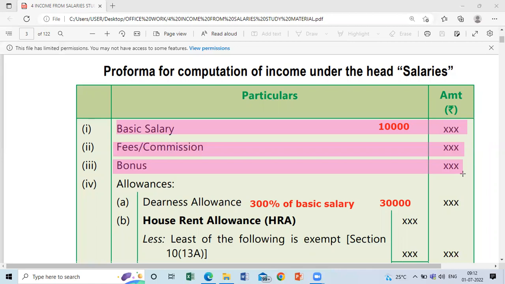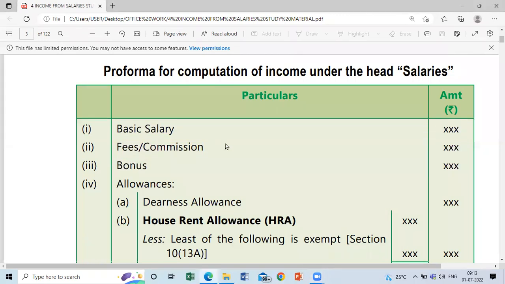So basic salary, DA, bonus, commission or fees as a percentage of sales paid to the salesman. That can be called an incentive, nothing else. Commission is also incentive. Bonus is also an incentive. Commission might be paid on monthly basis. Bonus might be paid on yearly basis based on your performance appraisal. You got to get the difference between the two. Clear?